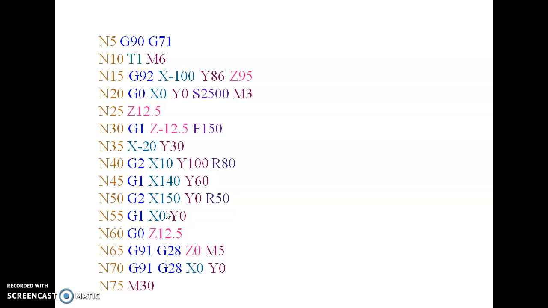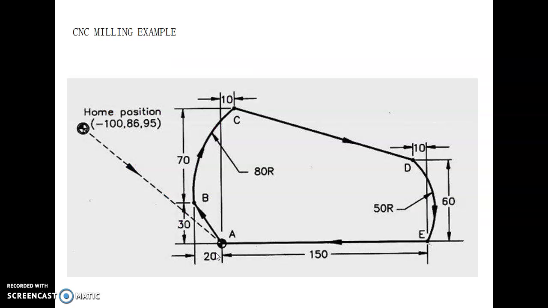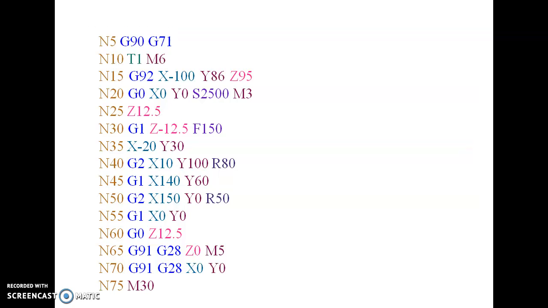And N55 Z01 X0 Y0, that is a movement from the E point to A point, that is X0 Y0. And N60 G0 Z12.5, that is a rapid retract from the 12.5 mm in the tool.